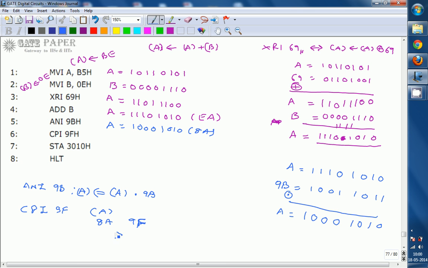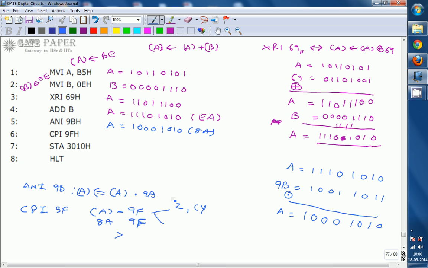the operation it is doing is that the given data is subtracted from the accumulator contents, and based on that it may raise the zero flag or carry flag. The zero flag and carry flag are modified accordingly depending on the result. CPI 9F implies simply that 9F will be subtracted from the accumulator, but the result in the accumulator will not be modified; only based on that subtraction the zero and carry flags will be affected.